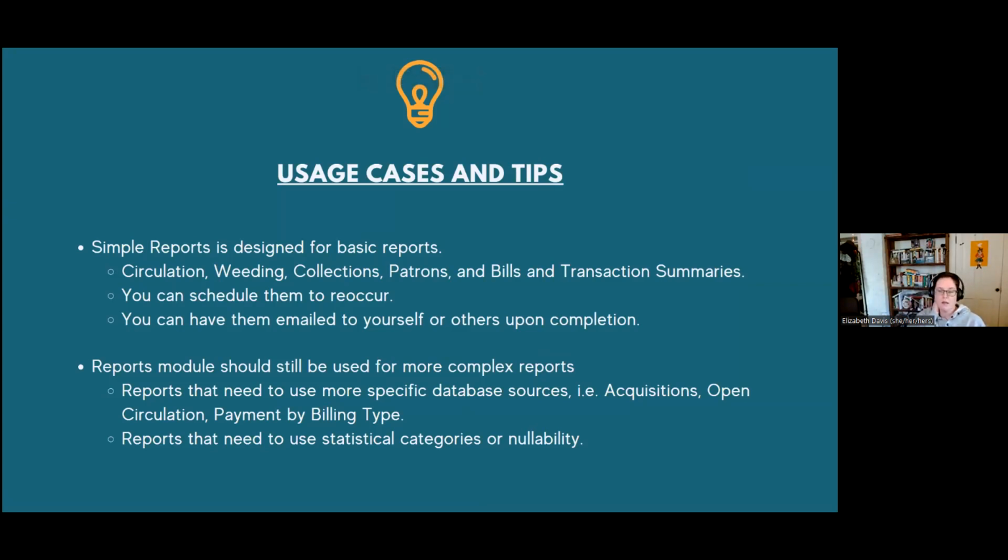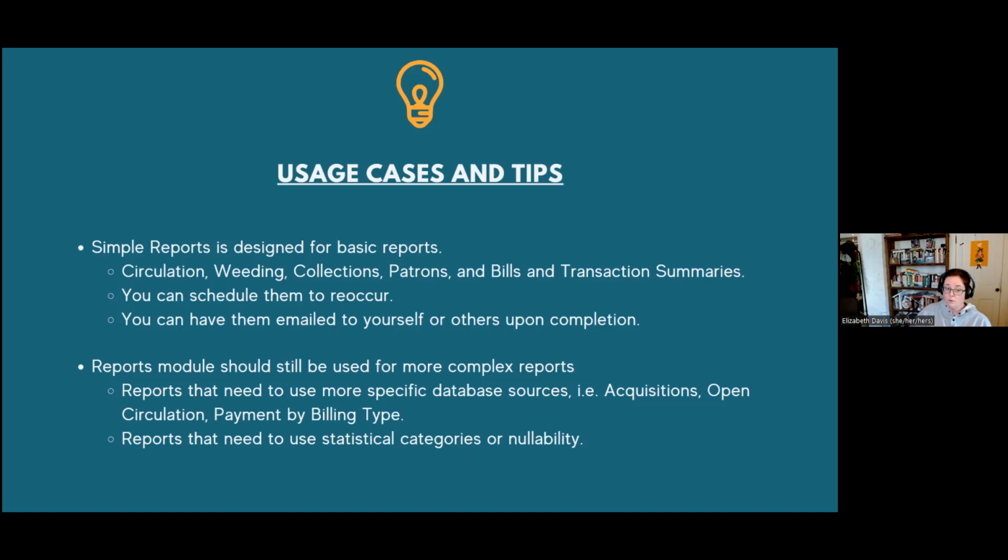So, use cases and just general tips. It's designed for just a few topics: circulation, weeding, collections, patrons, and billing and transaction summaries. With the transaction summaries, if you have to limit it to where the bill was paid, we are still going to want to use the existing template in the complex reporter. The template it uses for the billing and transaction summaries does not take into account the one that most libraries use for billing reports. You can schedule them to recur just like you used to in the other one. You can have them emailed to yourself or others as well.